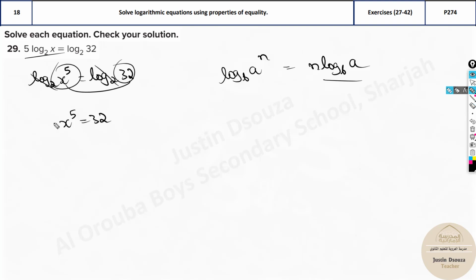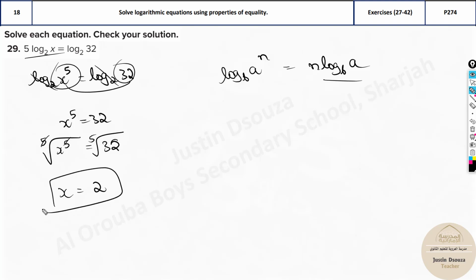Here what you need to do is take the fifth root on both sides. The fifth root of 32: the 5 and 5 cancel, so you're left with x. Now in the calculator over here, if you put this in, it'll be exactly 2, and this is the answer. Now you can do the check, putting x back over here.